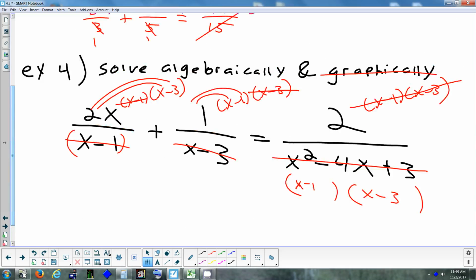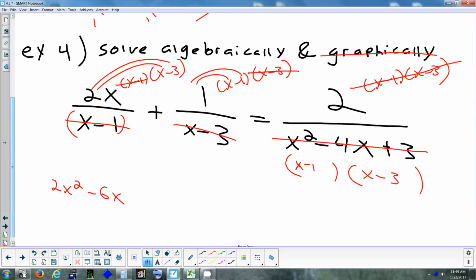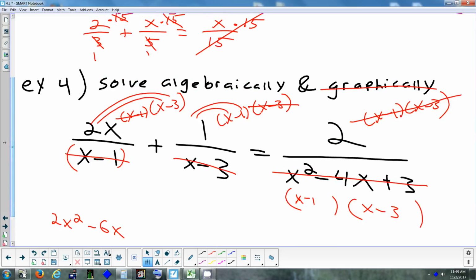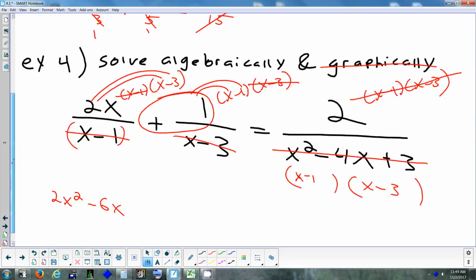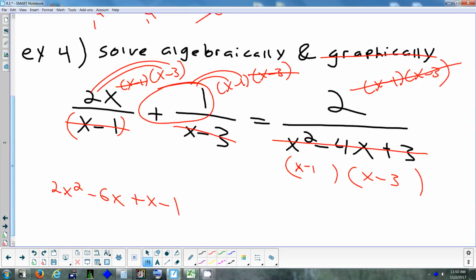Okay, so let's look at what we have left. 2x times x gives me 2x squared, and then 2x times negative 3. Now here it's not too tricky, but you're distributing this. If that was a negative, I would be distributing a negative 1. Since it's a positive 1, nothing changes. Plus x minus 1. And then on the other side, what's the only thing that's left? 2.